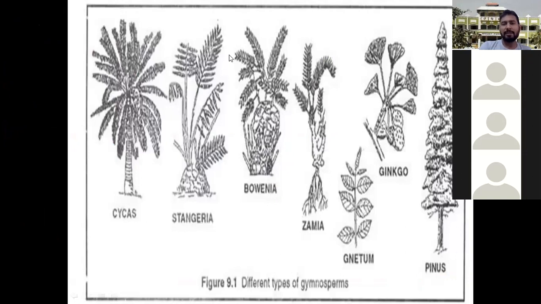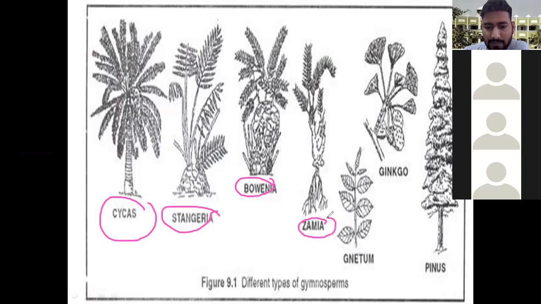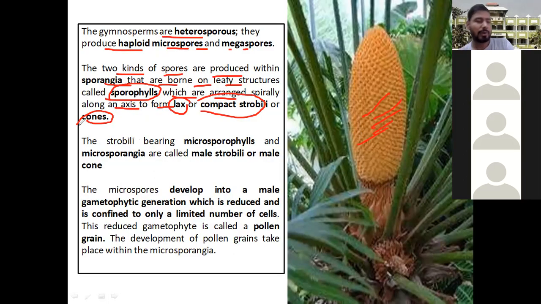Again the same thing, but in a different color, like black and white, the old black and white color TV if you have seen. Cycas, Stangeria, Bowenia, Zamia pygmaea, smallest gymnosperm, Gnetum, Pinus, cone. The strobili bearing microsporophylls are the male reproductive organ. Microsporophylls bearing microsporangia are called male strobili or male cones.